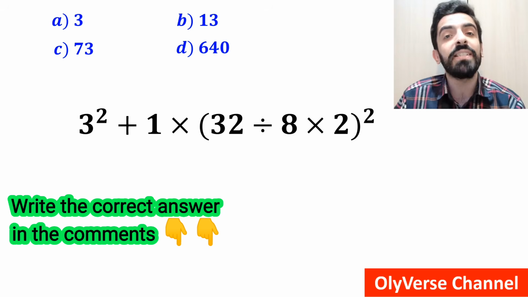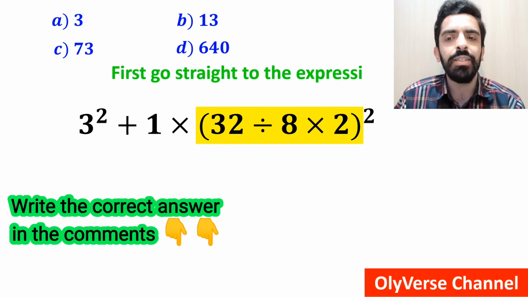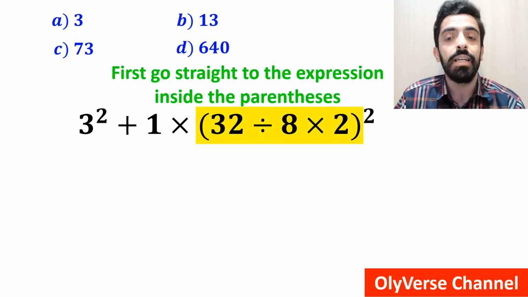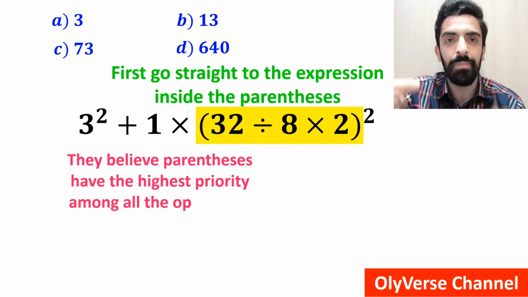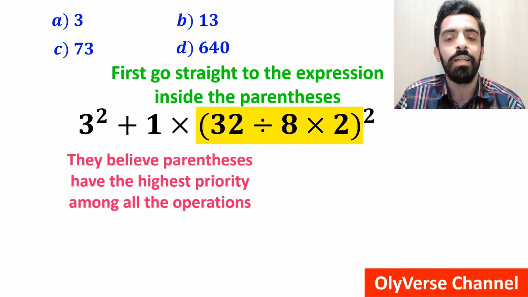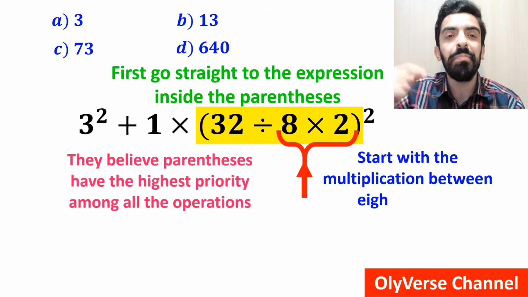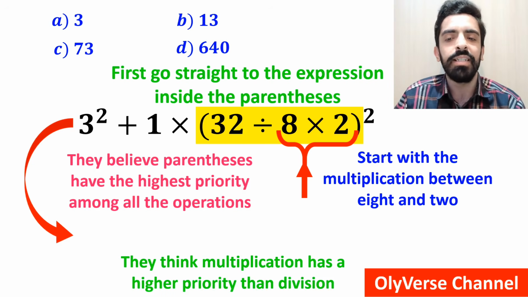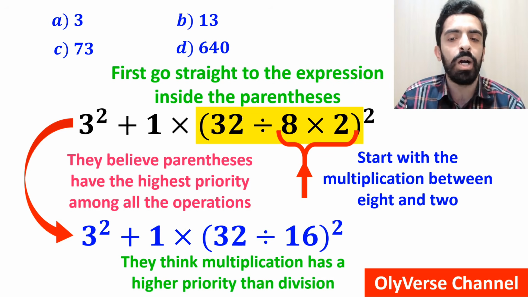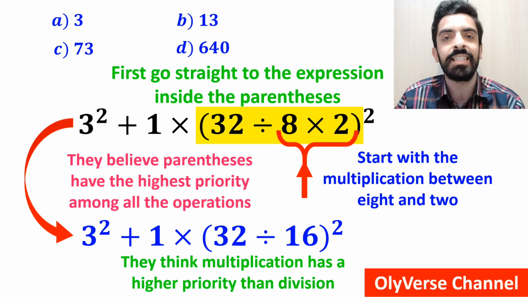Also, some other people when solving this question first go straight to the expression inside the parentheses because they believe parentheses have the highest priority among all the operations. And they start with the multiplication between 8 and 2 because they think multiplication has a higher priority than division. So, they rewrite this expression as 3 squared plus 1 multiplied by (32 divided by 16) all squared.